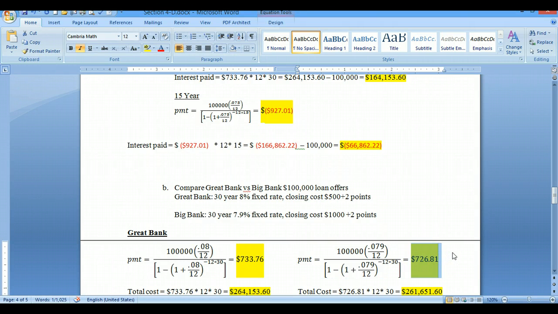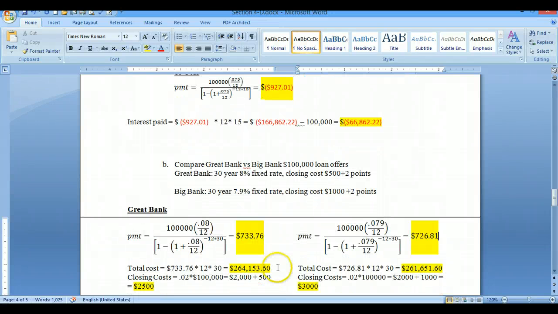It's $726 versus the $733. It doesn't sound like much, but over a span of 30 years, it's going to make a big difference. So I need to figure out the total cost by multiplying my monthly payment times 12 times 30. Take both of those, and I get $264,153.60. And in this one, I get $261,651.60. So it ends up being about a little less than $3,000 difference.